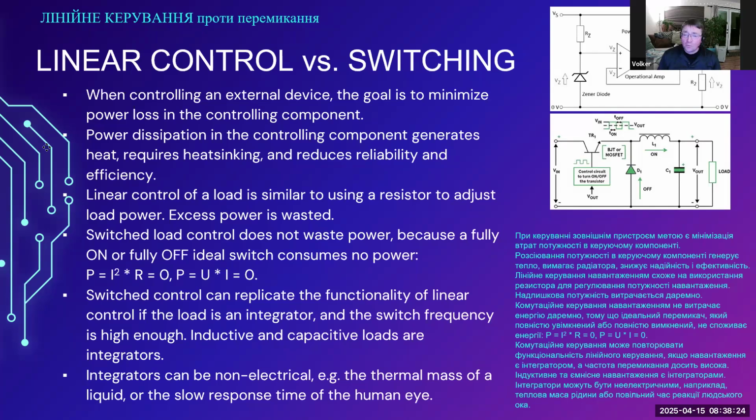Switching a load does not waste power, simply because an ideal switch either turns fully on or fully off. If a switch is turned fully on, that means its resistance is zero. If its resistance is zero, then it doesn't matter how high the current is, the power is still zero. On the other hand, if the switch is fully off, then the current is zero.